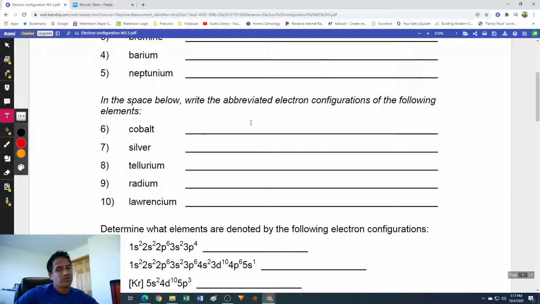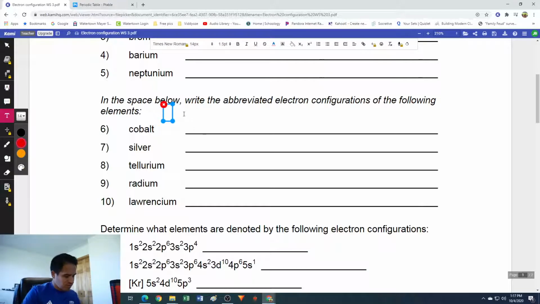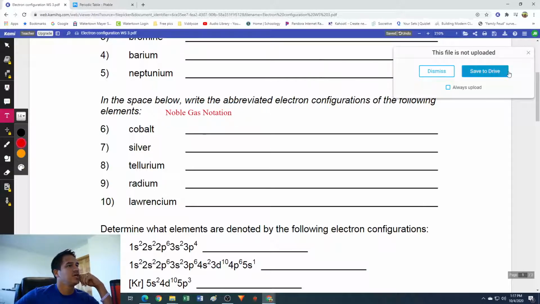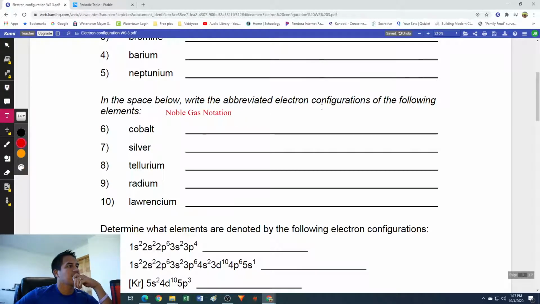So I'm going to show you a way to shorthand it or abbreviate it, and this is also called noble gas notation. Okay, it's called noble gas notation. We're going to be doing these five, and this sheet is one that is not on Schoology, but if you want me to send it to you, I can. It's just a practice sheet with a bunch of electron configuration stuff on it.